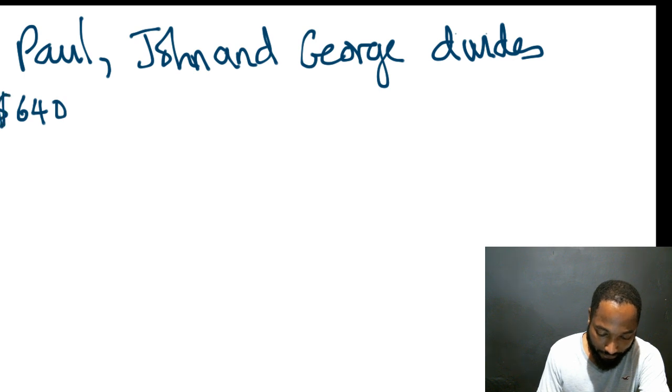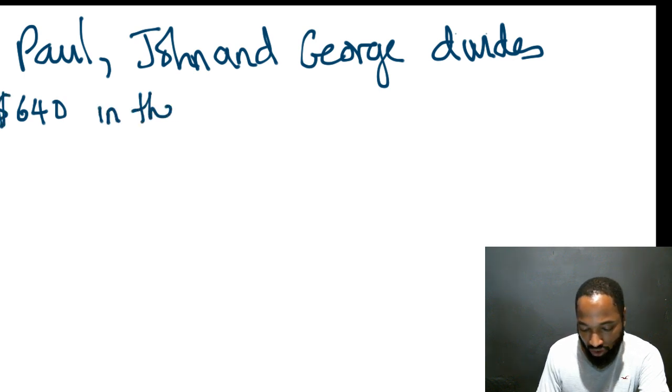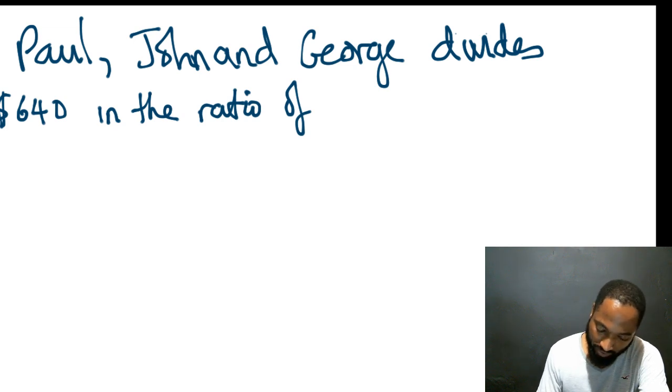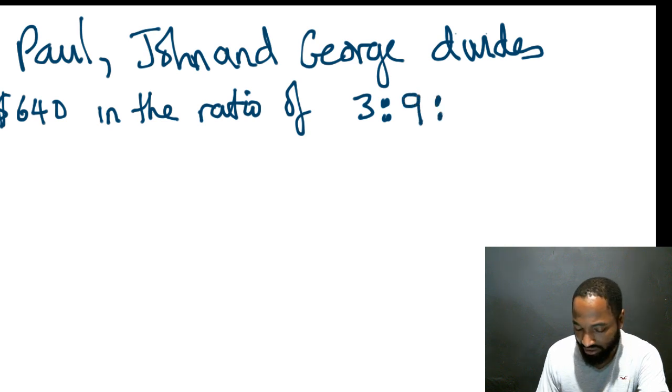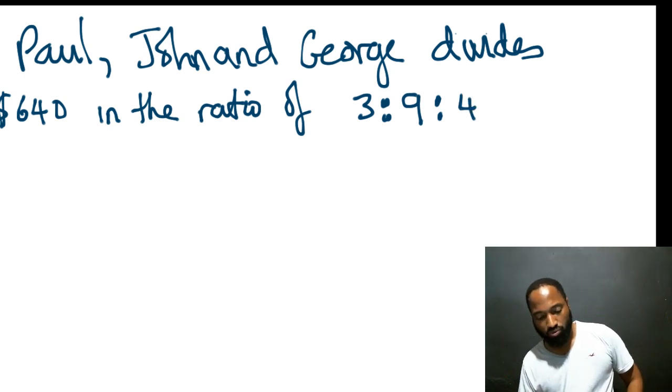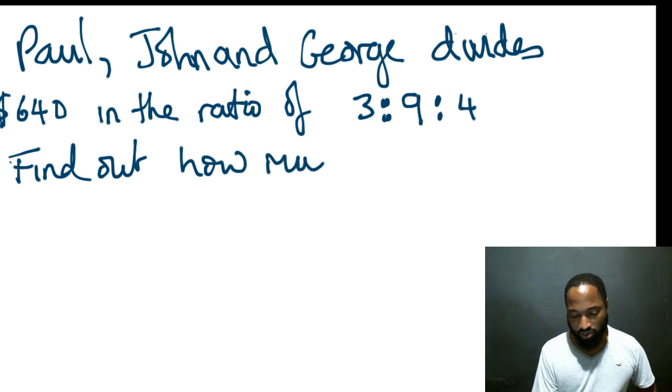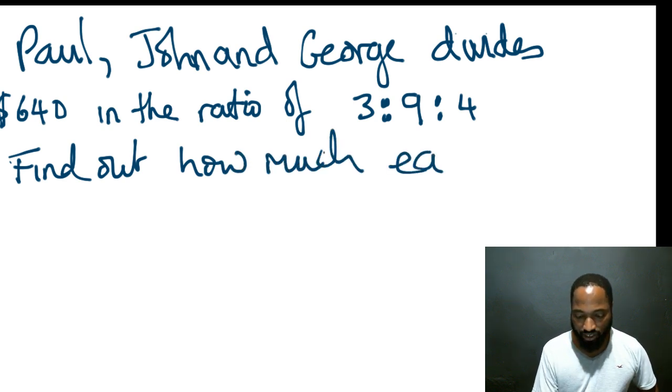$640 in the ratio of, let's make this ratio interesting, 3 to, let's give you a big amount, 9 to 4. 3 to 9 to 4. Okay. Find out how much each individual gets.